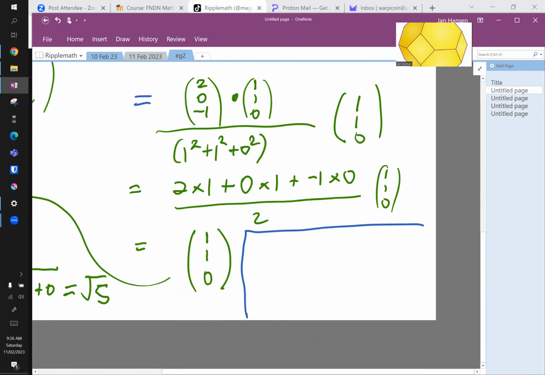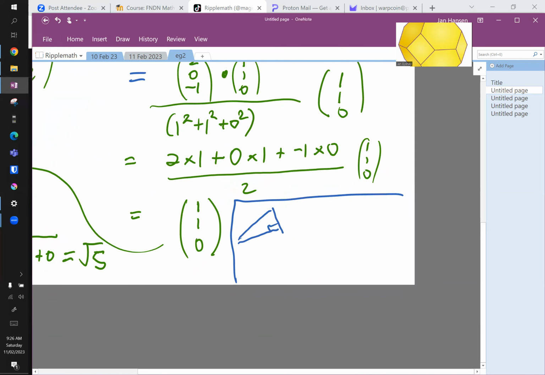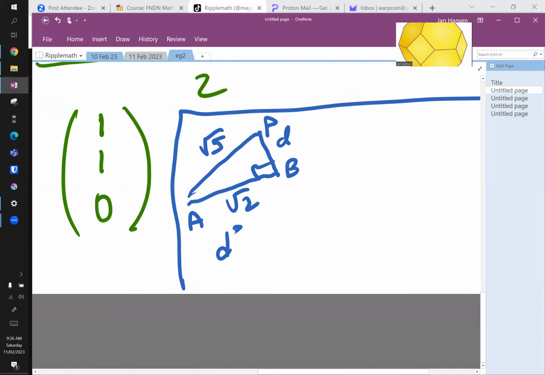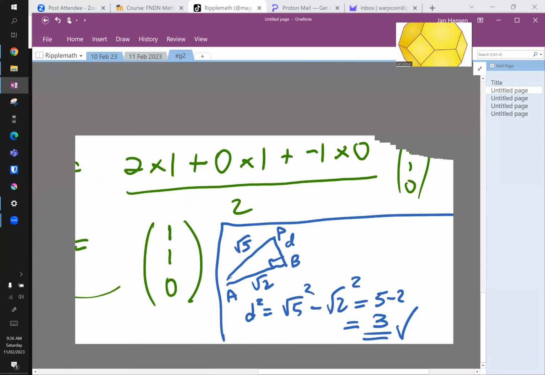It's a right angle triangle, so we've got this right angle triangle here. Is that going to be too small? I'll put it here. There's our little right angle triangle. That's our P, that's our B, and that's our A. That's root 5, that's root 2, and that's D. So you've got D squared using Pythagoras is root 5 squared minus root 2 squared, which is equal to 5 minus 2 equals 3. 3 units is the answer, unless I've made some horrendous error.